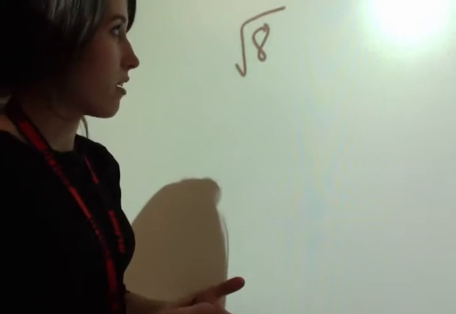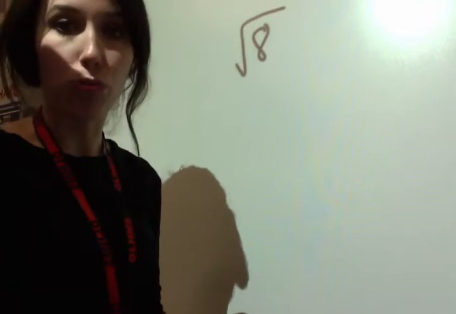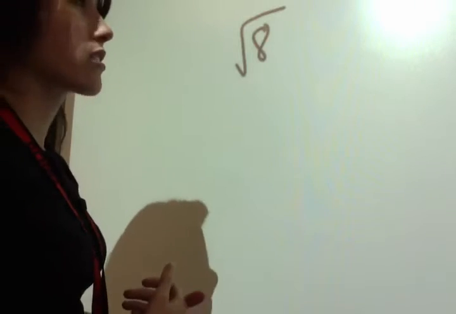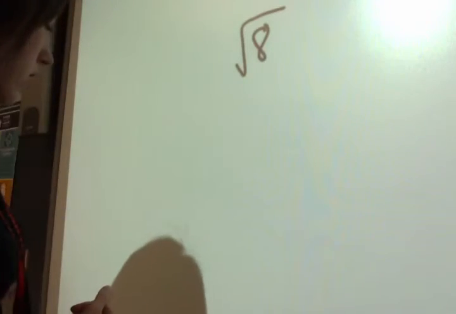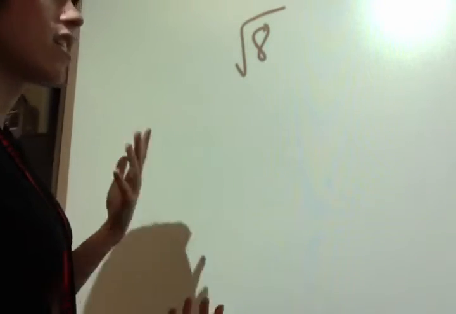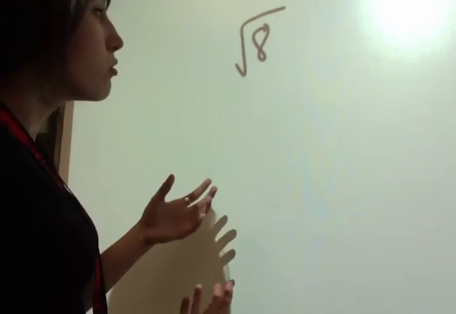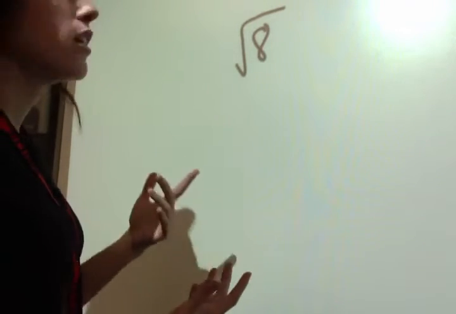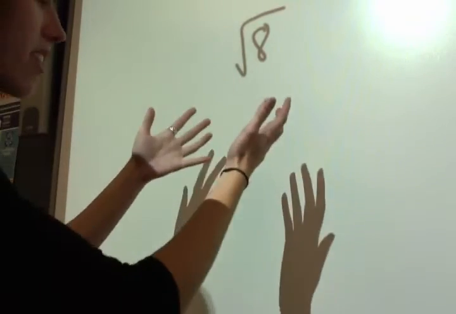Alright, so I'm going to show you how to estimate square roots and cube roots. We're going to just start with the square root of 8, just for an example. I don't know what the square root of 8 is off the top of my head, but I can use square roots that I know to estimate what this number is.